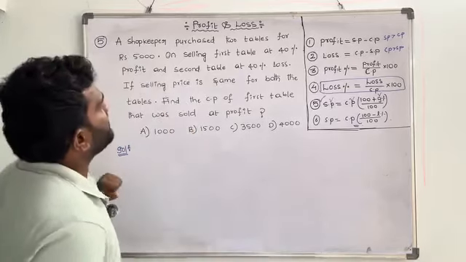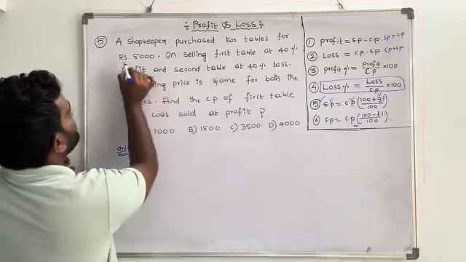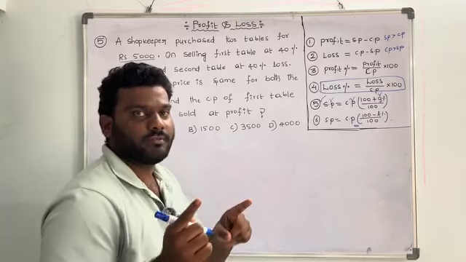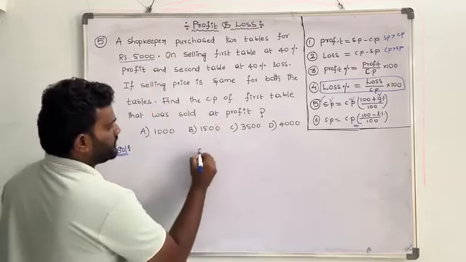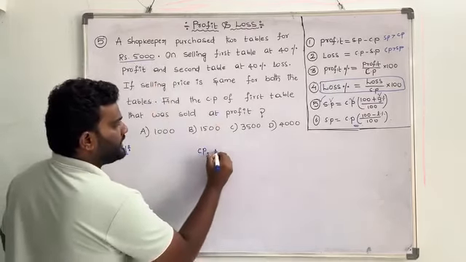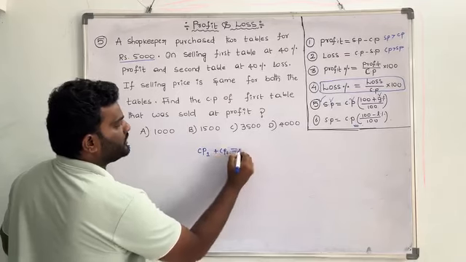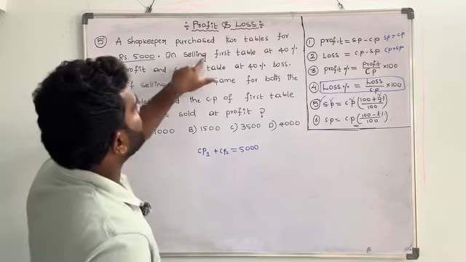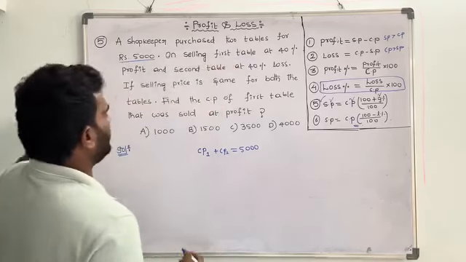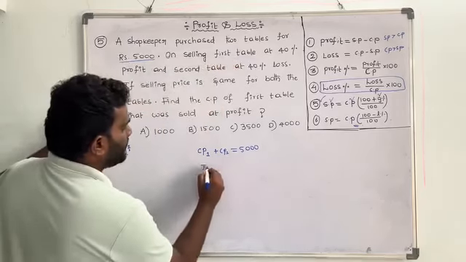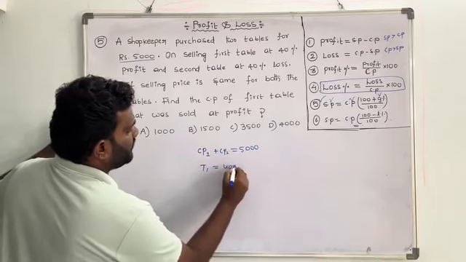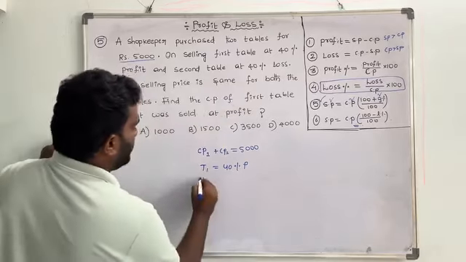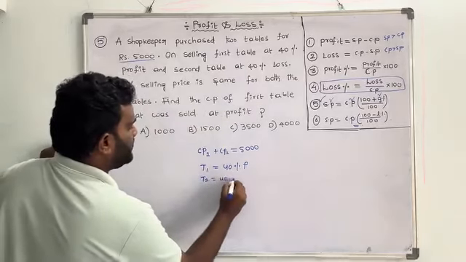A shopkeeper purchased two tables for rupees 5,000. So let me say, cost price of first table plus cost price of second table, both cost him 5,000 rupees. Okay. Next, on selling, first table at 40% profit, and second table at 40% loss.